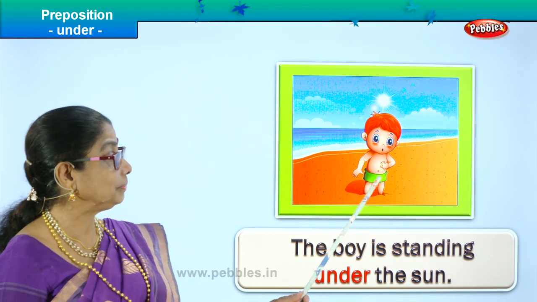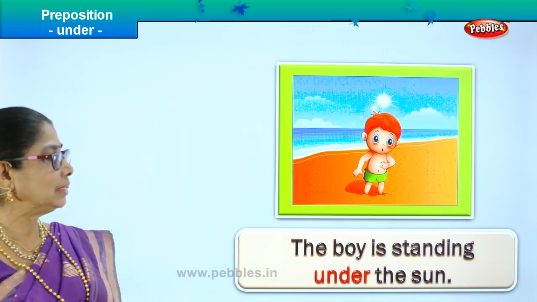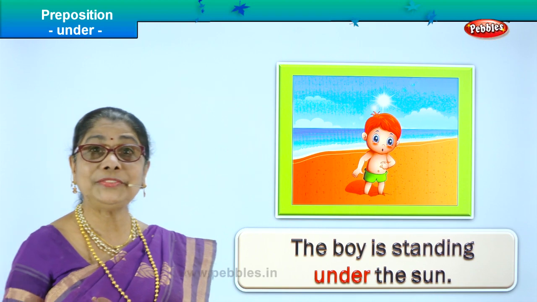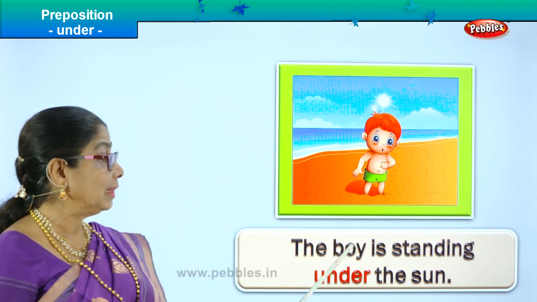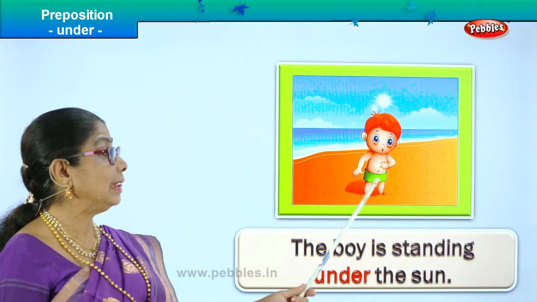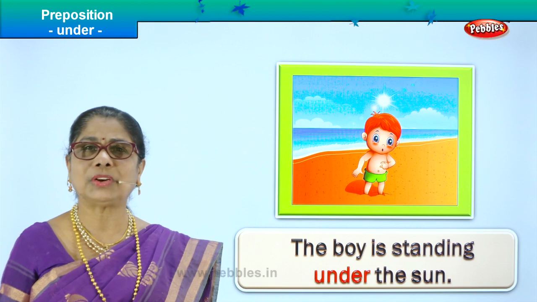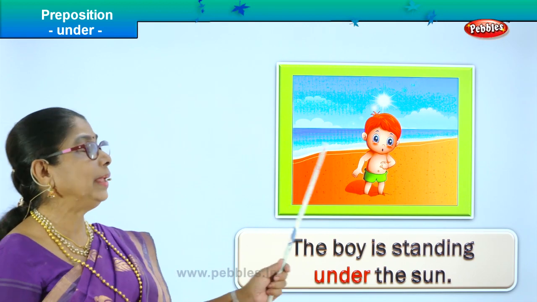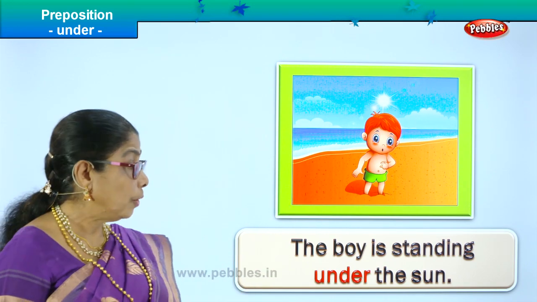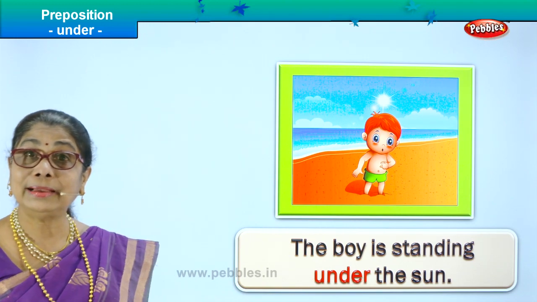Now look at the little boy. What's happening to him? Where are his feet? The boy is standing under the sun. Okay, where is he standing? Under the sun. Sharp sun, hot sun, and he's there at the beach enjoying himself. We are looking at the word preposition under in the sentence.